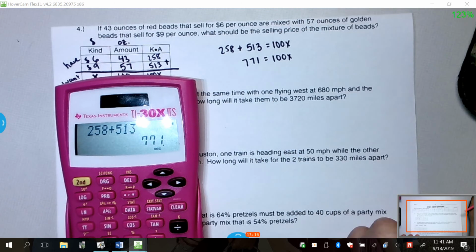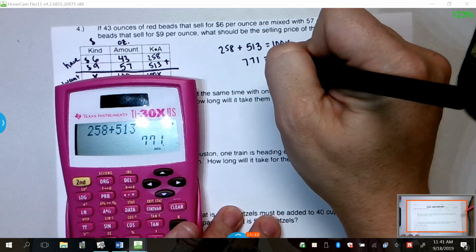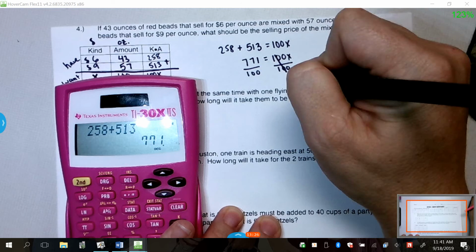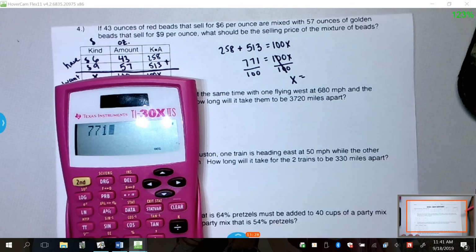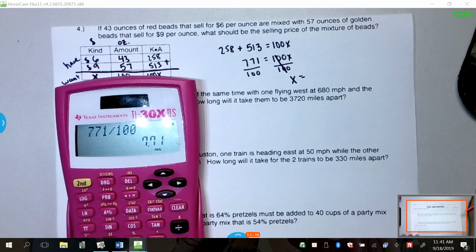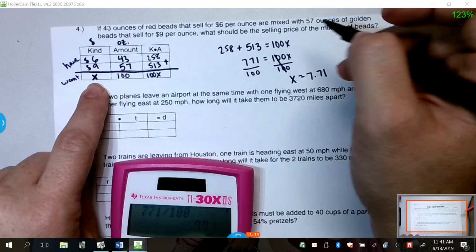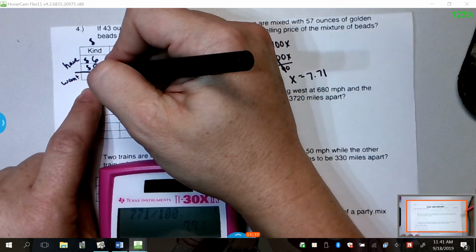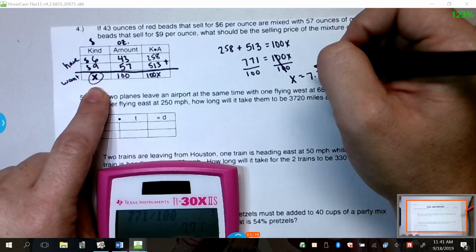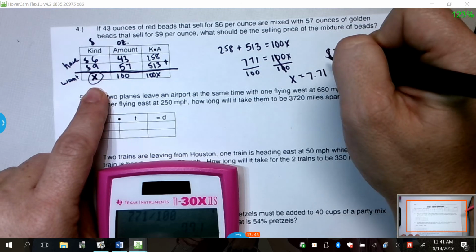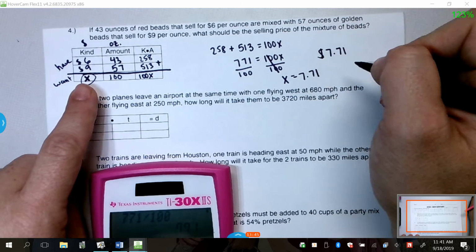After that, we divide. We're going to divide both sides by 100. And we get x equals 771 divided by 100, which is 7.71. Is that what we're asking? x is what we're solving for. What should be the selling price of the mixture? This is my selling price for my mixture. So it's $7.71 per ounce.